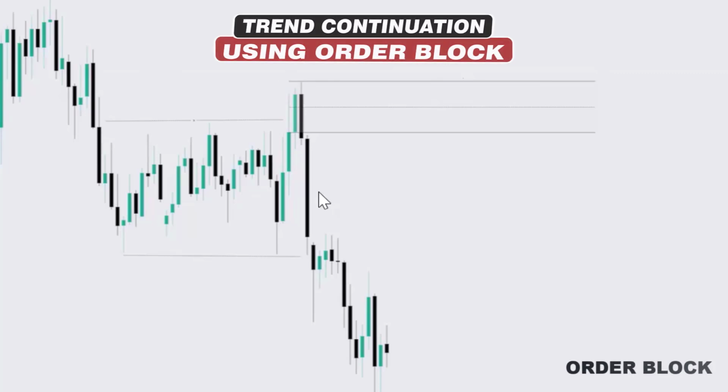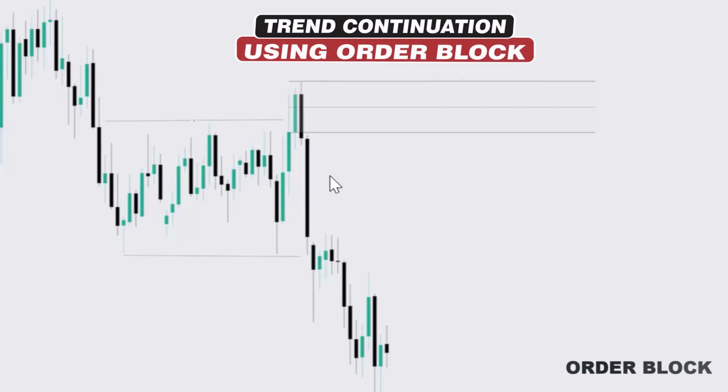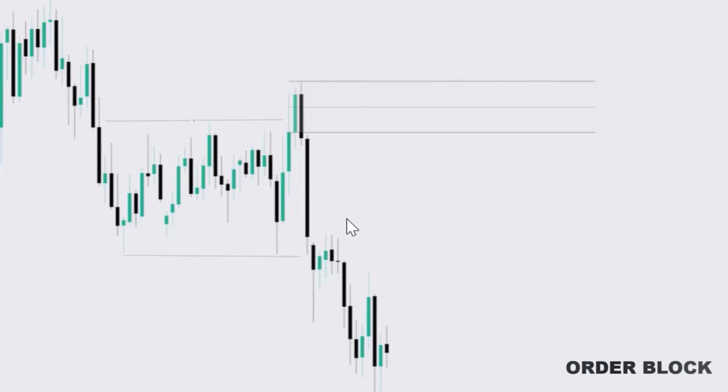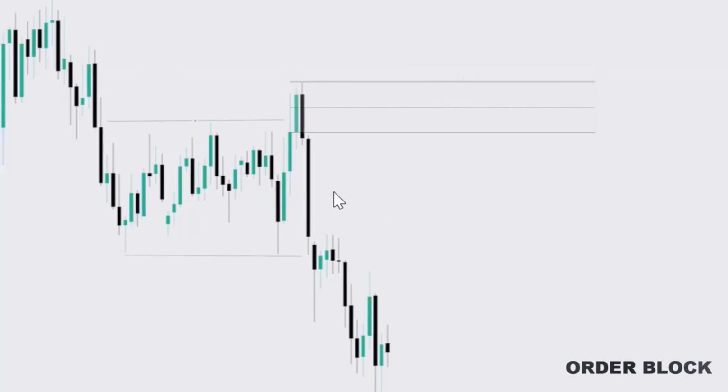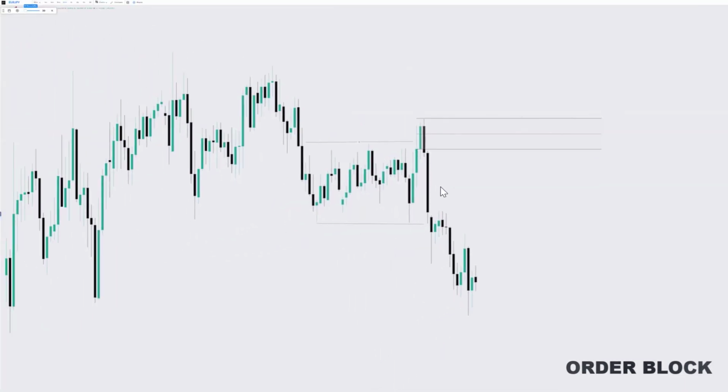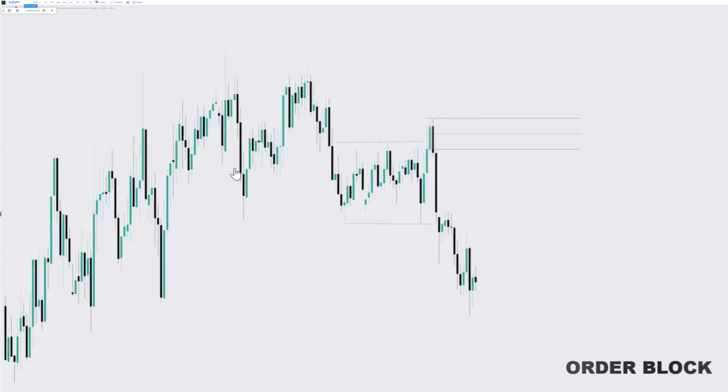So this is how to identify an order block. Very simple. This is a clear bearish order block. Okay, now it's high probability because it has other confluence. This particular chart, I will come back to it. Let's continue with the lesson.